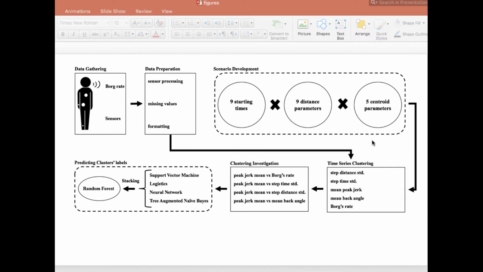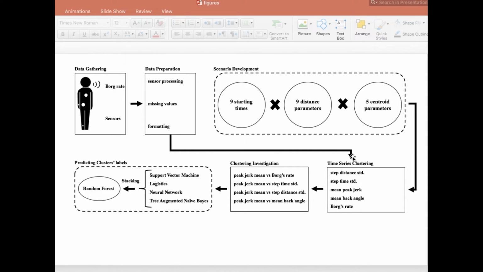Also, time series clustering has two different parameters. One of them is how we calculate the distance between the time series, and the other is how we find the centroid. So there are 9 different distance parameters and 5 different centroid parameters. So at the end we have 9 times 9 times 5 different scenarios. Then after developing these scenarios, we look at the data that we had.